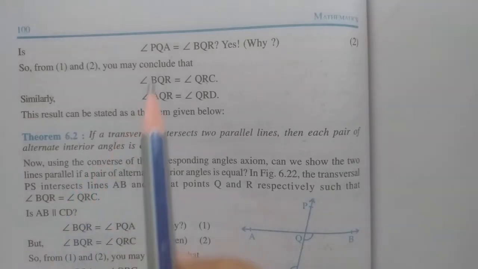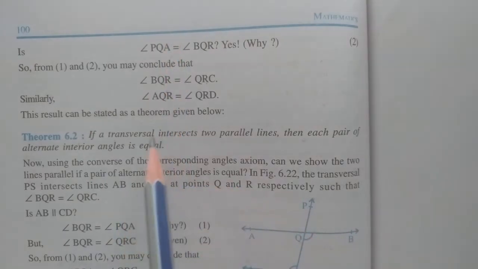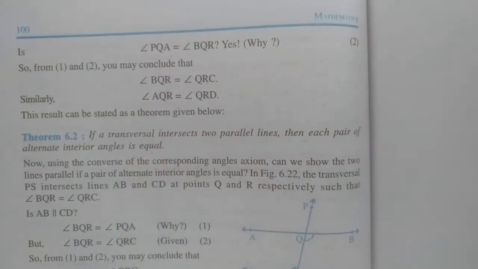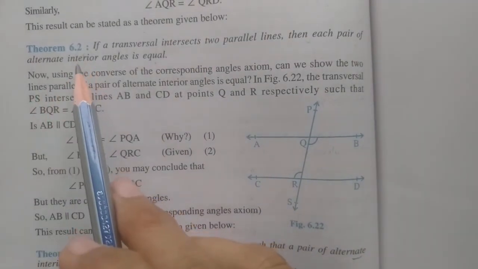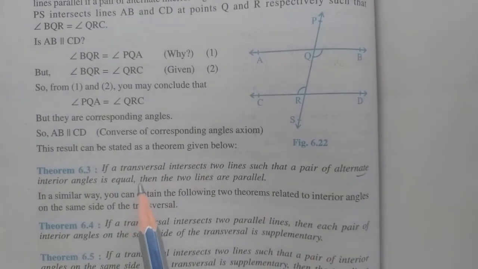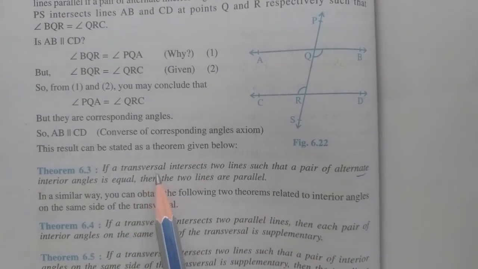So children, here is a proof of this theorem. Prepare yourself. Similarly children, the converse part of theorem 6.2, that is theorem 6.3, is given here. If a transversal intersects two lines such that a pair of alternate interior angles is equal, then the two lines are parallel.